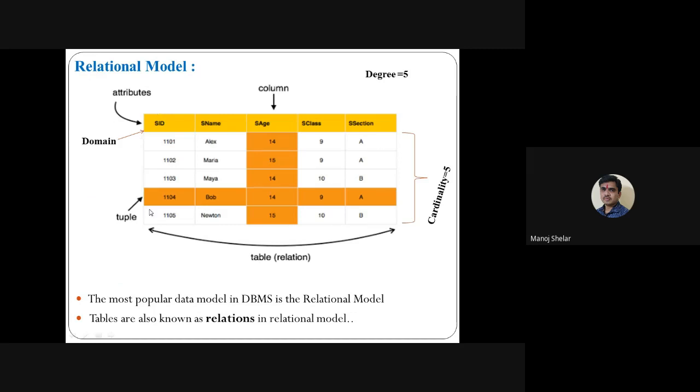In this example, SID is one domain, SName is one domain, SAge is one domain, SClass is one domain, and SSection is one domain. Okay. So domain means a particular set of permitted values of a particular attribute is called a domain. So SID domain, SName domain, SAge domain, SClass domain, then SSection domain.